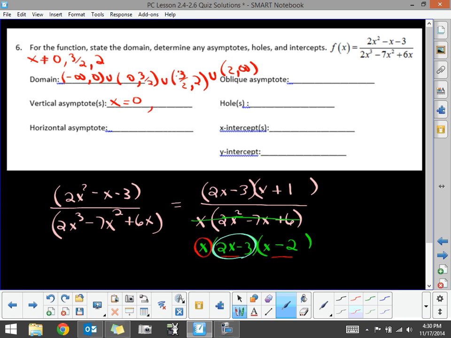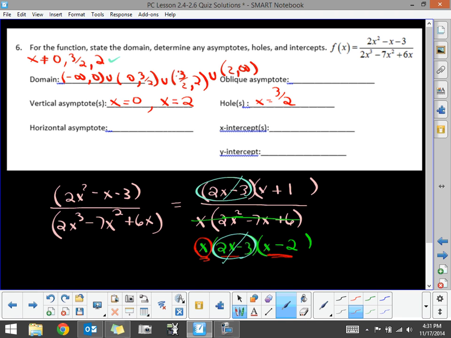Anytime you have the same factor on the top and the bottom, that's going to be a hole. So it's still part of my limitation of the domain. It won't change that, but it will change what I was writing down for the vertical asymptotes. It'll be 2 vertical asymptotes, one at x equals 0 and one at x equals 2. And I'm going to come over here and plug in that hole right away. We're going to have a hole when x is a positive 3 halves.